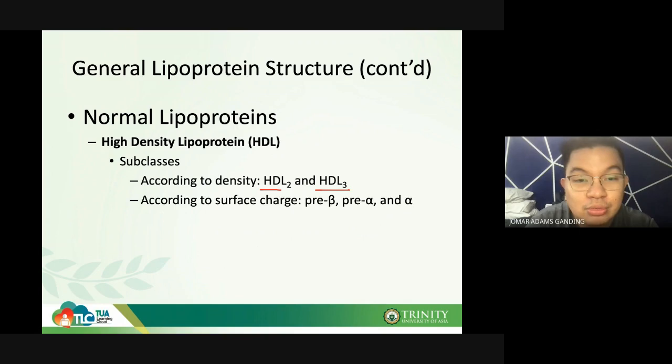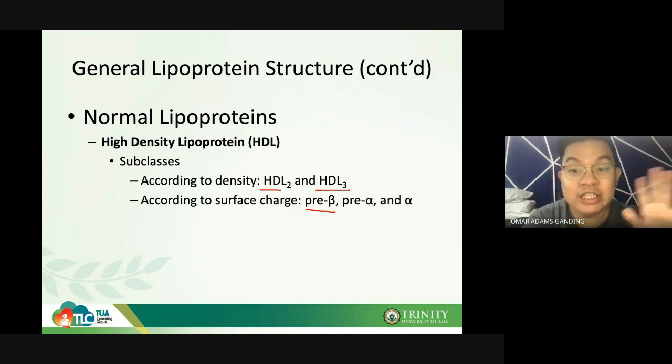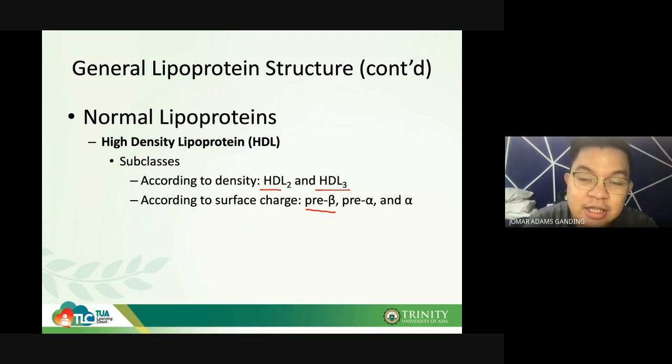One thing that I want you to remember, on the other hand, is your pre-beta HDL. Okay, your pre-beta HDL is also known as your lipid-poor ApoA1. Meaning to say, it is a type of HDL that has very low lipid content. It cannot perform its function. Okay? It cannot perform its function.